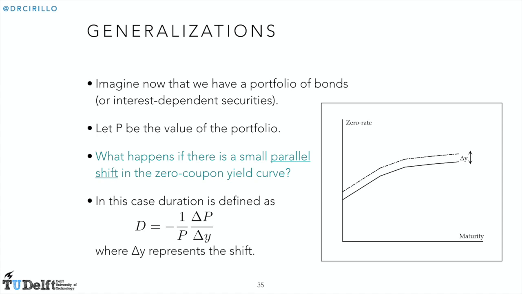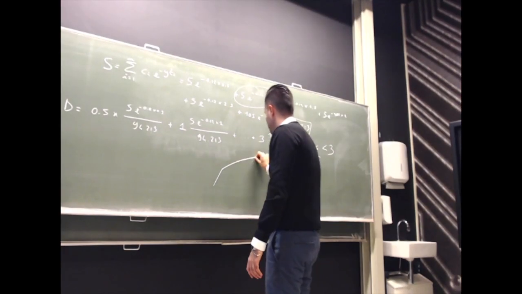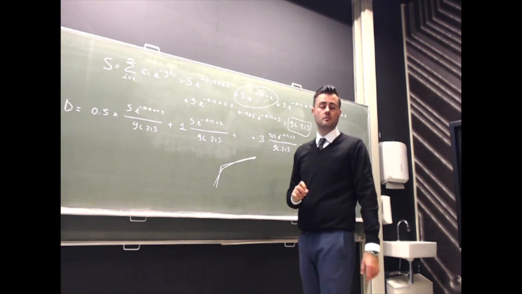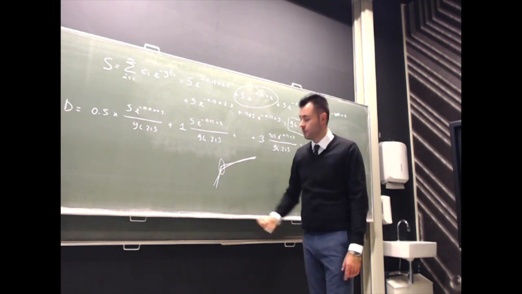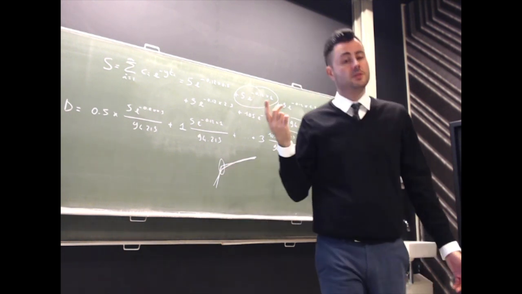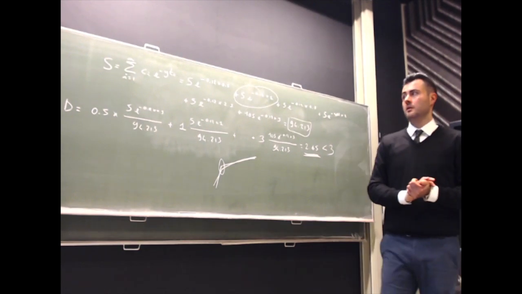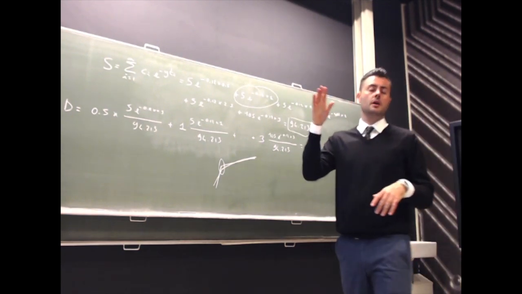In reality, we can have more complicated situations because I can say, okay, this is my curve, and instead of this, I now consider this. So there is only a shift, for example, for one of the maturities, not all the maturities. But this is mathematically more complicated, so we ignore it there. We just consider parallel shifts.